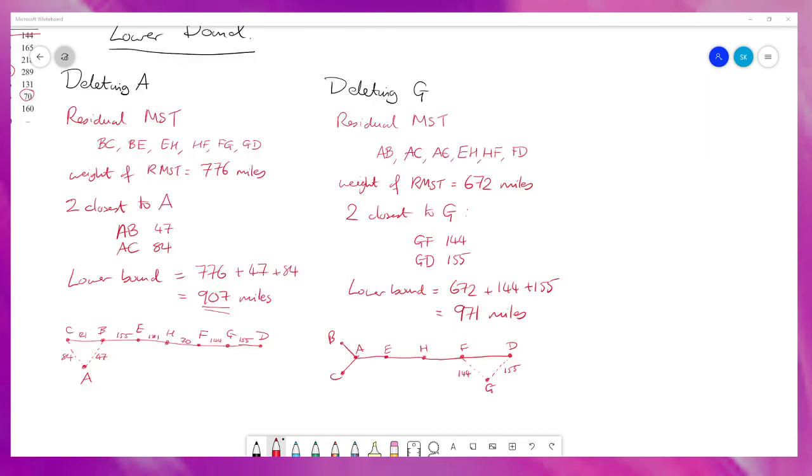When you come back, start the video again, and then you can see what the answer should be. So you can see here the answer if you delete G. So you can see we've now got two different lower bounds. Neither of them are feasible because neither of the diagrams formed tours, but we need to choose our best lower bound. So our best lower bound is always going to be the highest one. So we're going to pick the 971 miles.